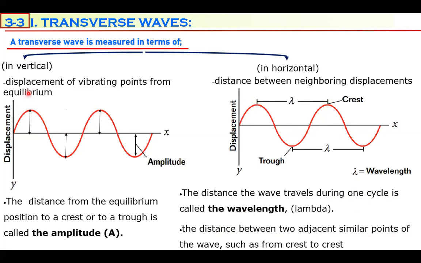And the second one is the distance we define in vertical: the displacement of the particles, the vibrating points, from the equilibrium position. The maximum displacement from the equilibrium position is called amplitude. So the distance from the equilibrium position to a crest or a trough is called amplitude. This is one amplitude, this is another amplitude. You measure the distance from the equilibrium position to a crest, or from the equilibrium position to a trough. So they are called the amplitude of this wave.